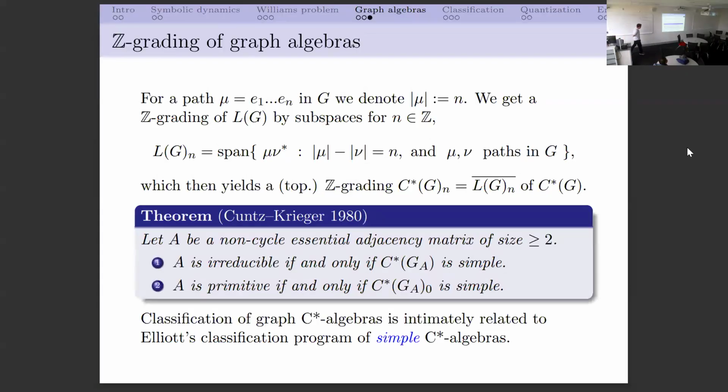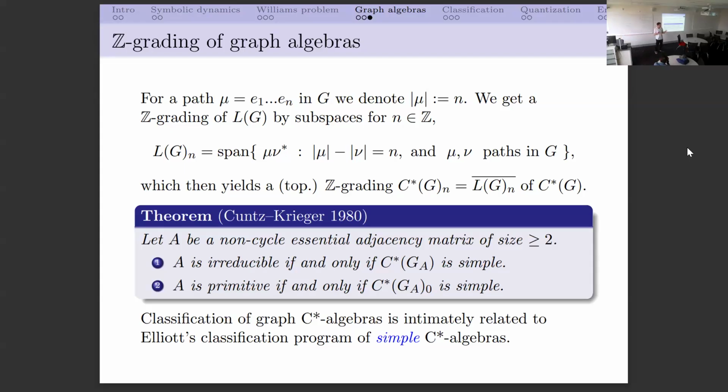So, theorem of Cuntz and Krieger. If A is a non-cyclic permutation matrix, let's say n by n, I can encapsulate the dynamical properties that I spoke of earlier in terms of properties of the algebras. A is irreducible if and only if the graph C-star algebra is simple. And A is primitive if and only if the fixed point algebra, or I should say the zero graded component, is simple. So this goes in line. So what I'm trying to do now is classify these algebras.